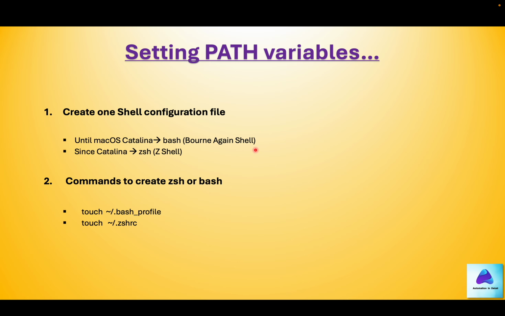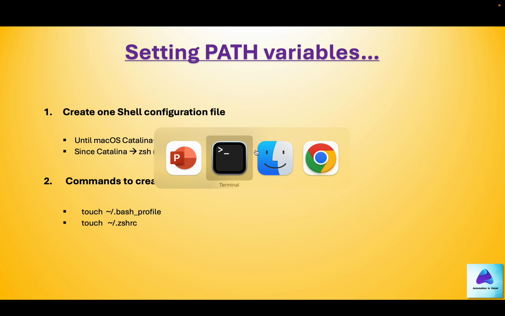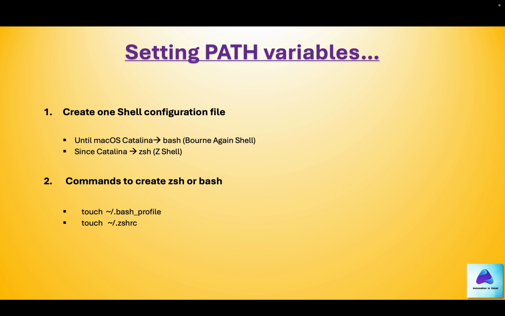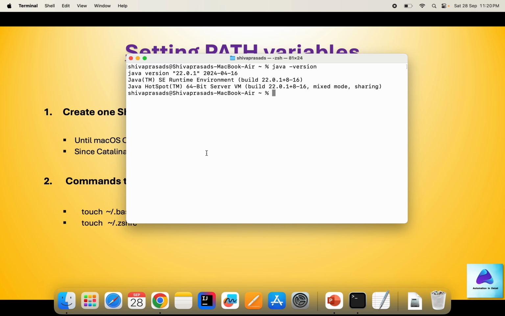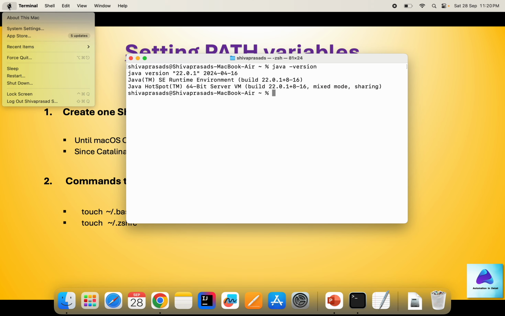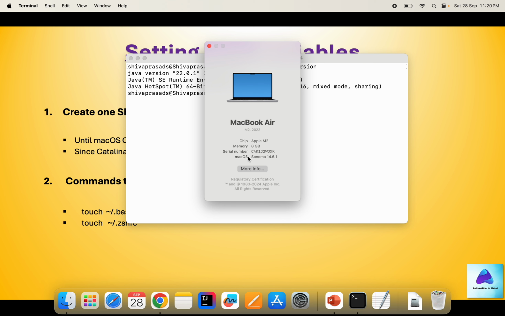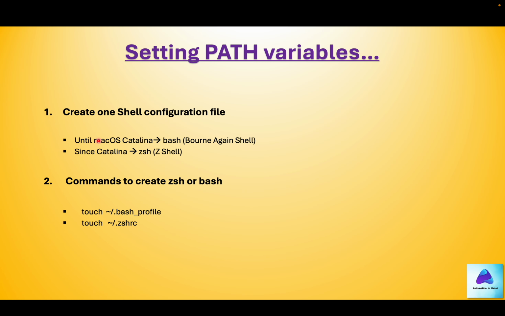Now I am using a MacBook with M2 chip actually. And also, sorry, the OS actually. Yeah, here I'll show you the OS. It is having macOS Sonoma, 14.6.1. Again, it's after Catalina. So I have to create .zshrc file to set the path variables.